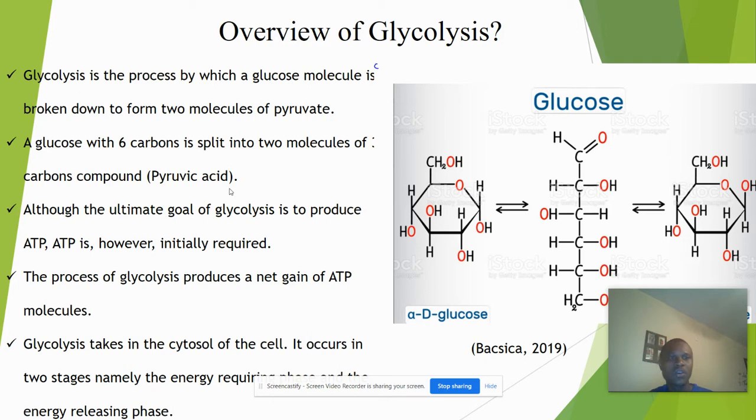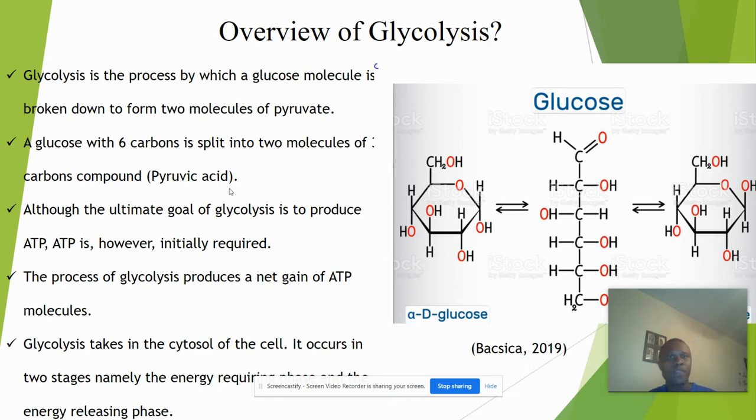Although the ultimate goal of glycolysis is to produce ATP, it is worth mentioning that at the initial stage of glycolysis, ATP is required. To phosphorylate a sugar, for example a glucose molecule, two phosphates from ATP are used. And so this initial step of glycolysis requires energy. It requires ATP.